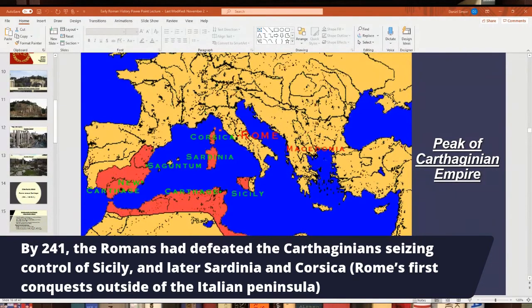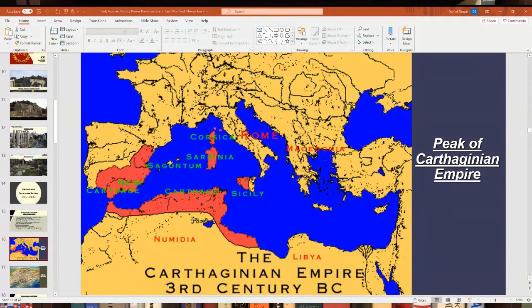Later, of course, after the Romans took over Sicily, you can see in that map, they also took over Sardinia and they also took over Corsica. So all that was pretty much taken over. So the Romans controlled all of Italy, Sicily, Sardinia, and Corsica. That's pretty much their first conquests in the actual war or wars.